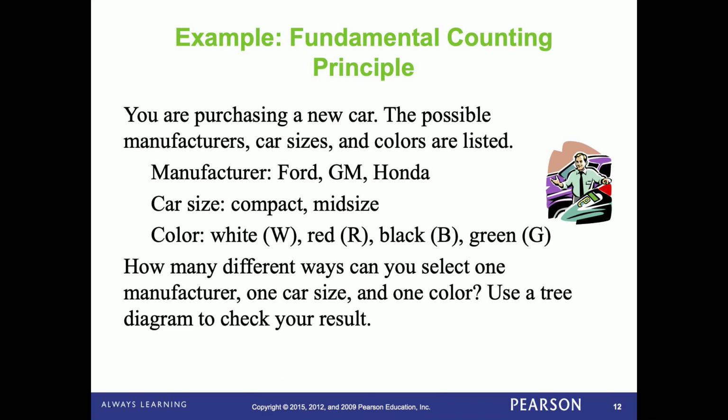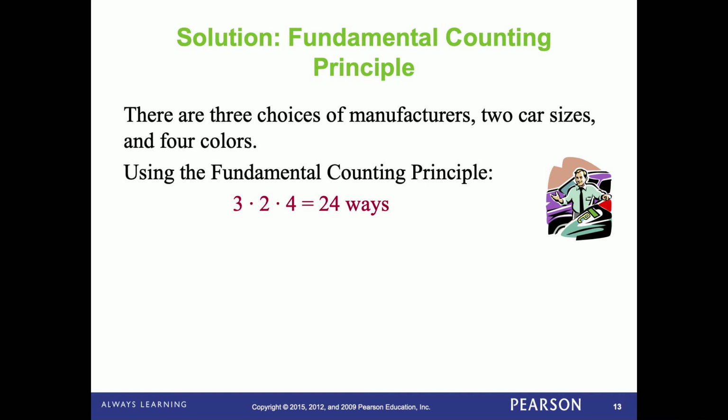We could do a tree, 3, and then 2, and then 4 off of each one and count them all off. But pretty soon, these tree diagrams will get too cumbersome, too big. So we use the fundamental counting principle. So we take 3 times 2 times 4. 24 ways.